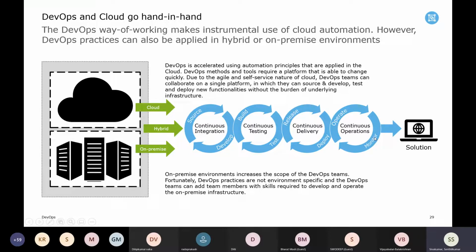But what makes that continuous integration driven is whether you want to improve the application stack of cloud or on-premises. That is the source where the requirements bring you to work in terms of a DevOps environment. Now everything is lined up. You can accelerate DevOps using the automation principles applied in the cloud. DevOps methods and tools are required for the platform to be able to change quickly. So you are not to be fixed into one thing.